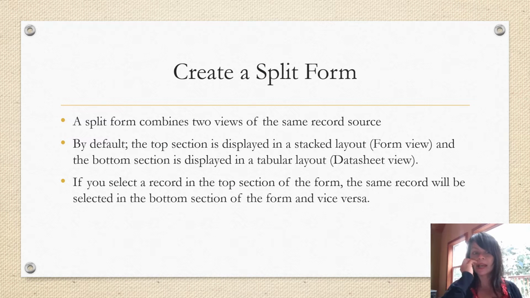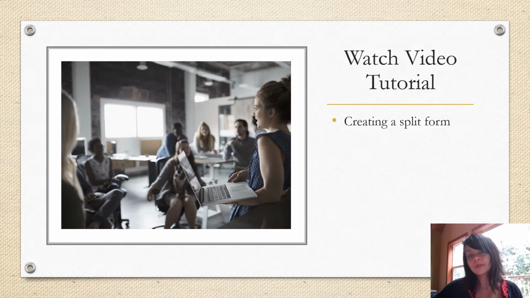Next, let's take a look at creating a split form. A split form combines 2 views of the same record source. By default, the top section is displayed in a stacked layout, which is the form view, and the bottom section is displayed in a tabular layout, which is a datasheet view. So if you select a record in the top section of the form view, the same record will be selected in the bottom section of the form and vice versa.